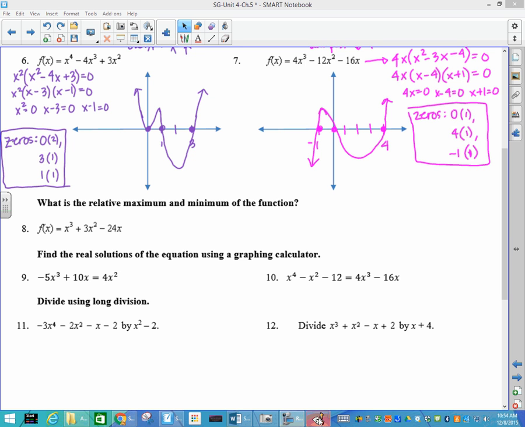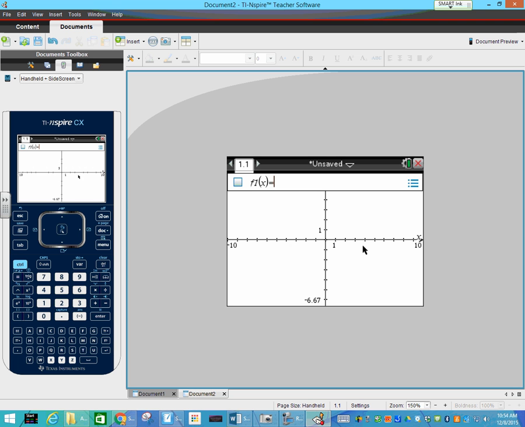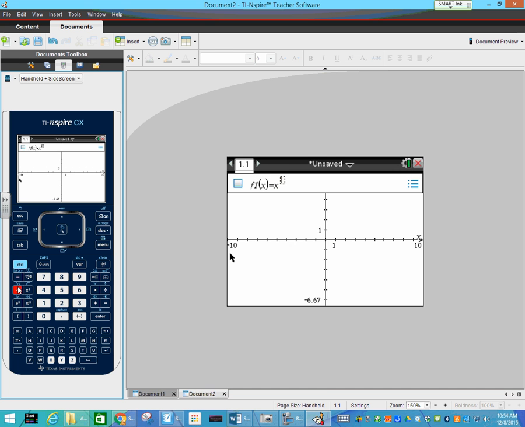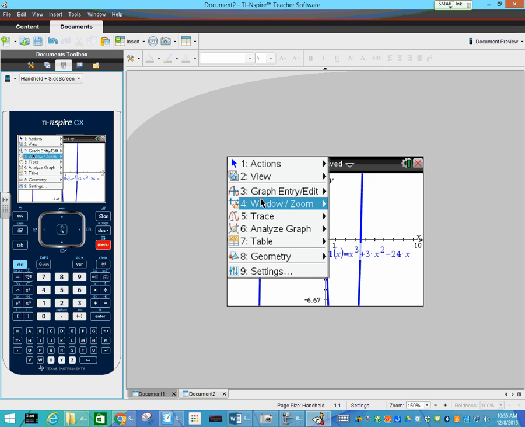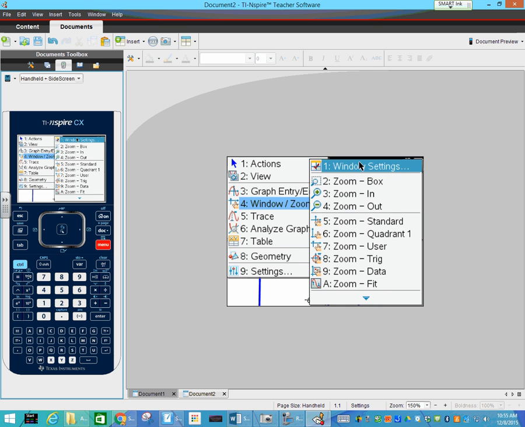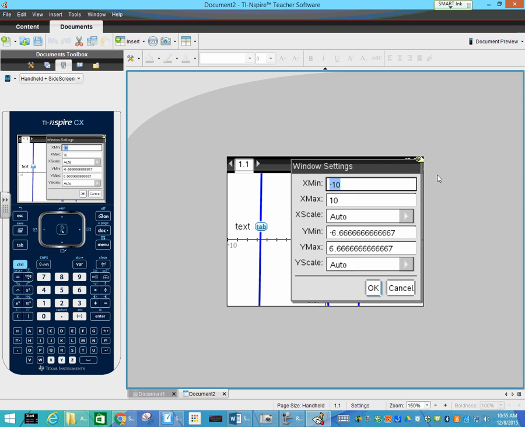Okay, so when you get to your graphing calculator, hopefully everybody knows how to get to this graphing screen, and we're going to go put in that first function, which is x cubed plus 3x squared minus 24x, and you graph it. Okay, and it's really important for you to know how to change these. You can go to menu, you can go to window, and you can go to window settings. Okay, if you want to go do it that way, and you're not really worried about your x-axis as much as your y-axis.